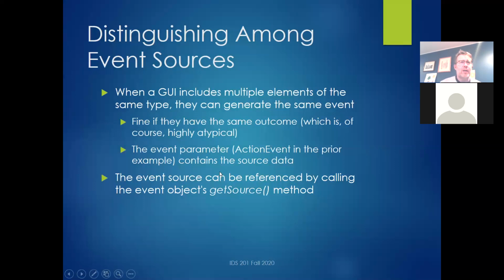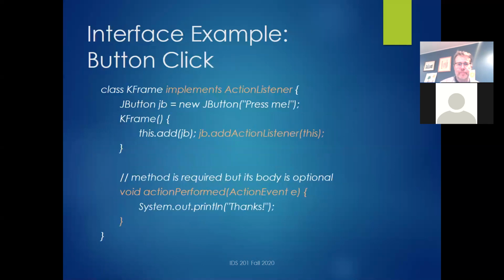So anytime a click happens, they're all going to go to that same actionPerformed method, but we can distinguish between them with that getSource method call. And that'll tell us which object was actually clicked on. Okay, so a simple example for a button click: KFrame implements ActionListener, we add the button and we add the action listener, we register the listener for it, and then we include the actionPerformed method. In this case, it says thanks.